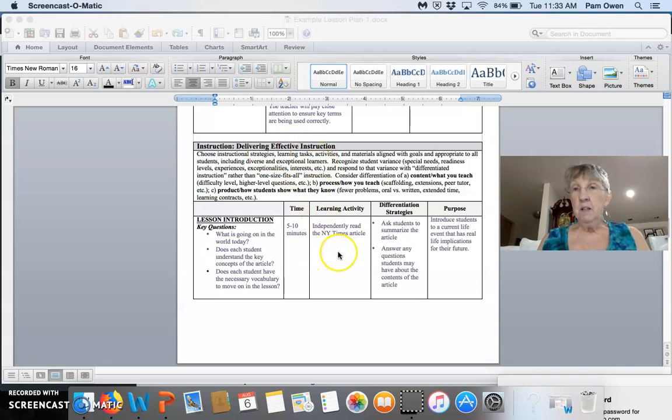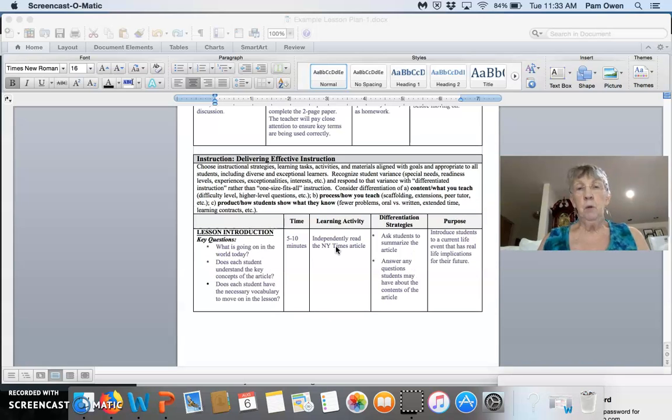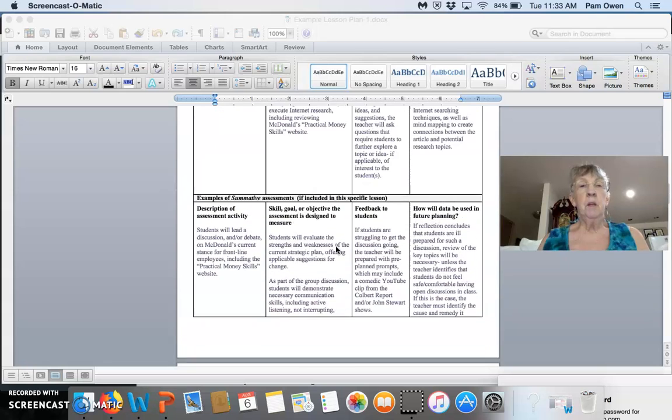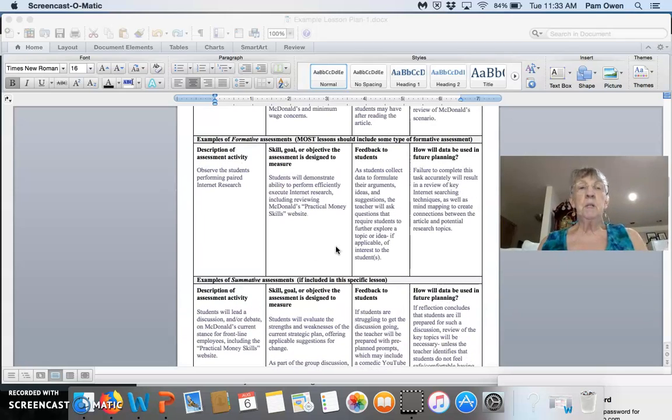And sure enough, it is. So the teacher is giving them 10 minutes to independently read this New York Times article. We'll go back here, so don't panic. And then the formative assessment is what you use as a teacher to help form your idea about if students are accomplishing what they need to accomplish or not.